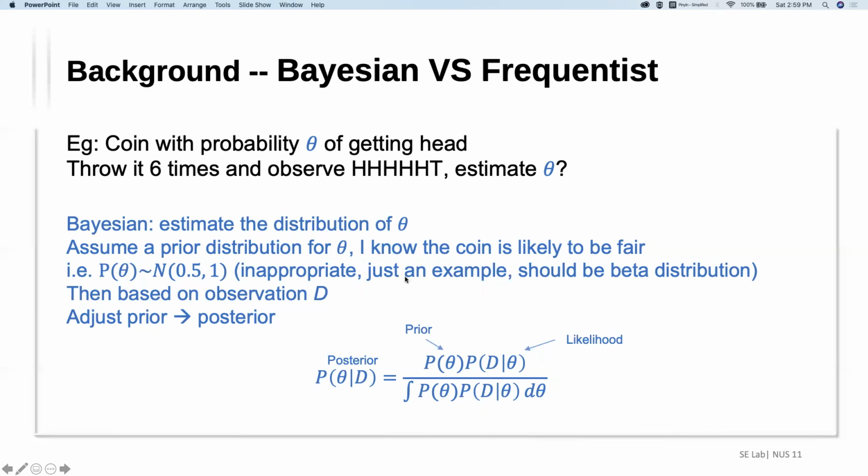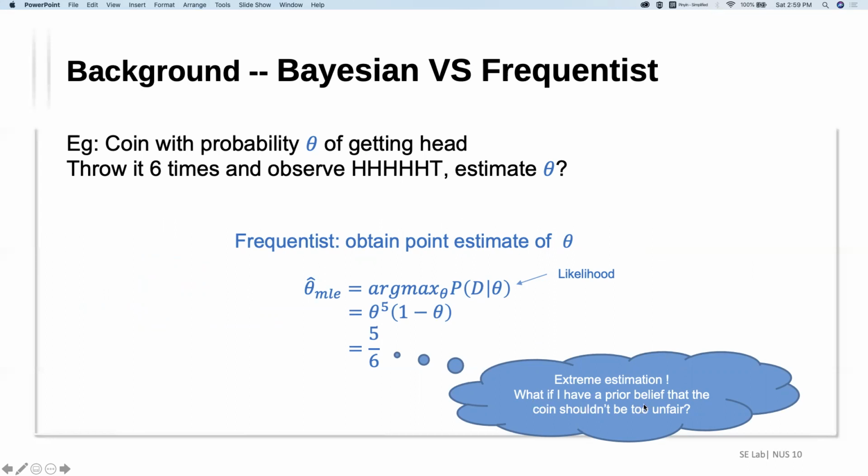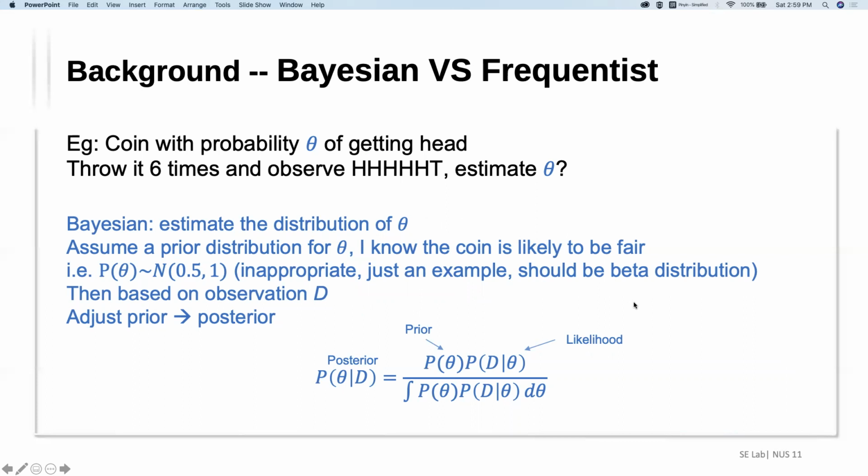Here I talk about the problem: if we believe the coin shouldn't be too unfair, then how do I incorporate my prior belief? The way is using the Bayesian approach. We introduce a prior distribution for theta. Suppose I think theta should be roughly around 0.5. Then I can assume the distribution of theta is normal, centered at 0.5. Then based on my observation D, I adjust the prior distribution. The distribution after the adjustment becomes the posterior distribution. The formula is given by this.